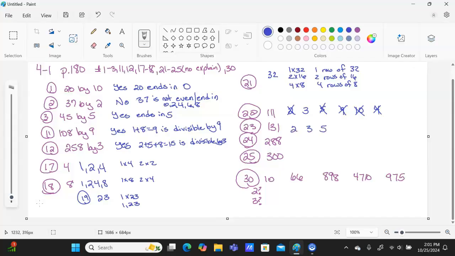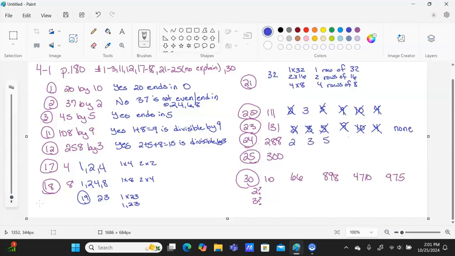2, 3, 5, 9, 10, and then I'll put in 4 at the end. Not divisible by 2 because it's not even. 1 plus 3 is 4, plus 1 more is 5, so not divisible by 3. Not divisible by 5 because it doesn't end in 5 or 0. They added up to 5, which isn't divisible by 9, and it doesn't end in 0. Is it divisible by 4? Check the last 2 digits. 4 won't go into 32, so this one is none.